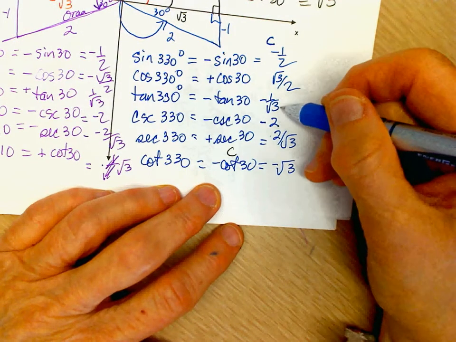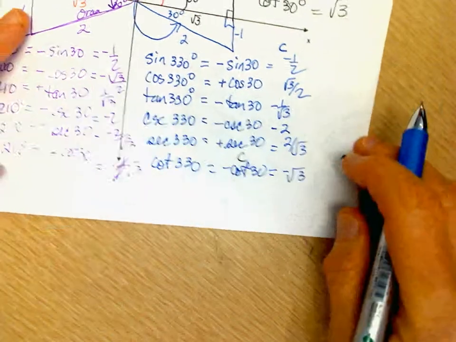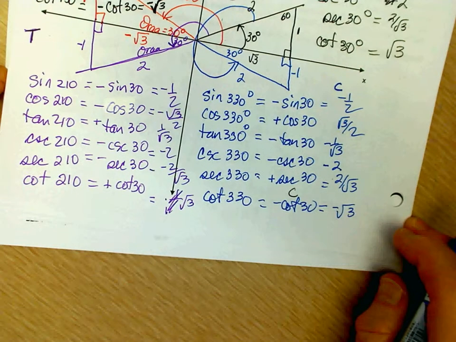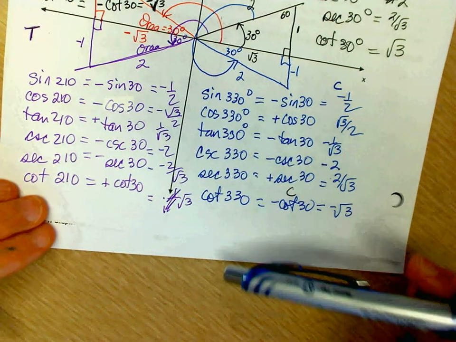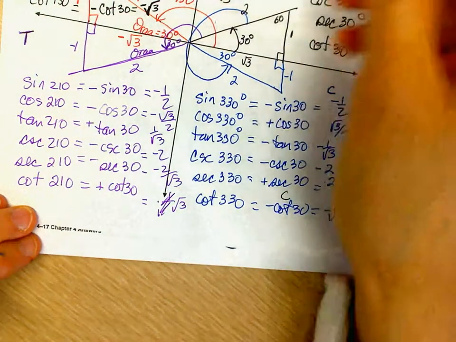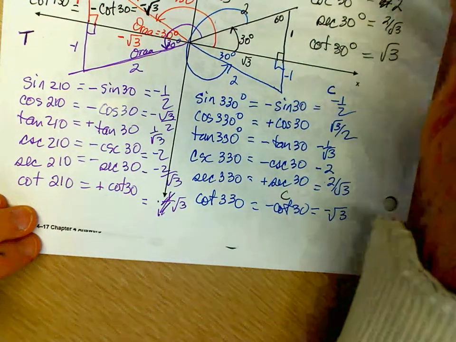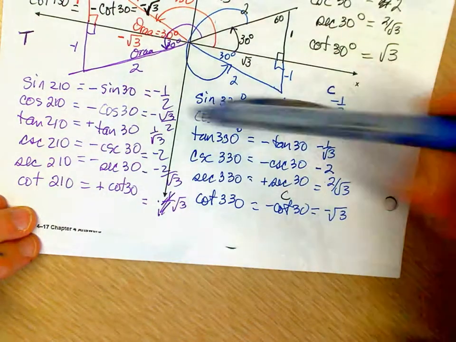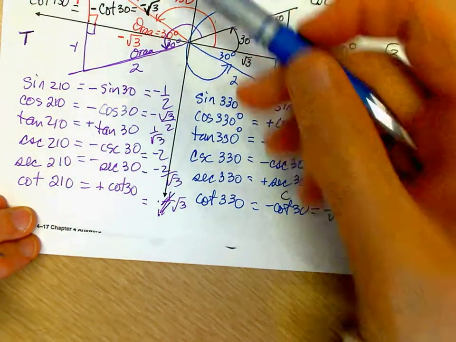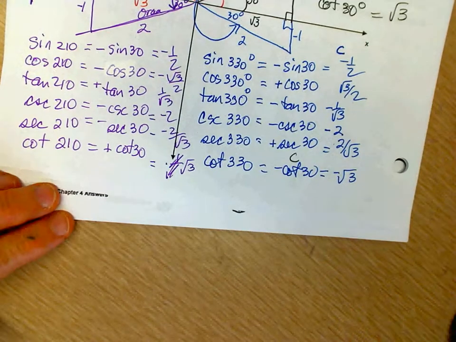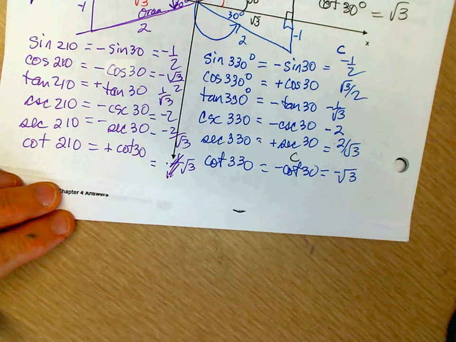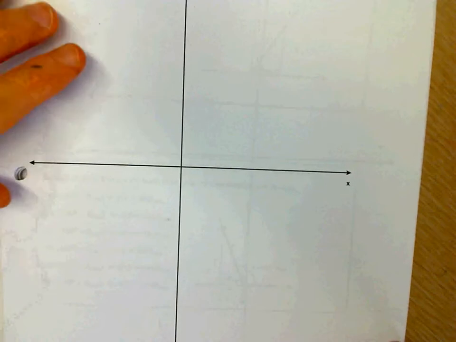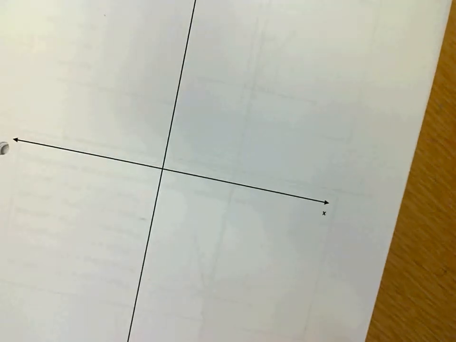Do you see the relationship? All these trig ratios for all these different angles are all the same except for the sign. The CAST rule tells you what to make positive and what to make negative. I'm going to let you do that one on your own. You'll do the same thing for that one.